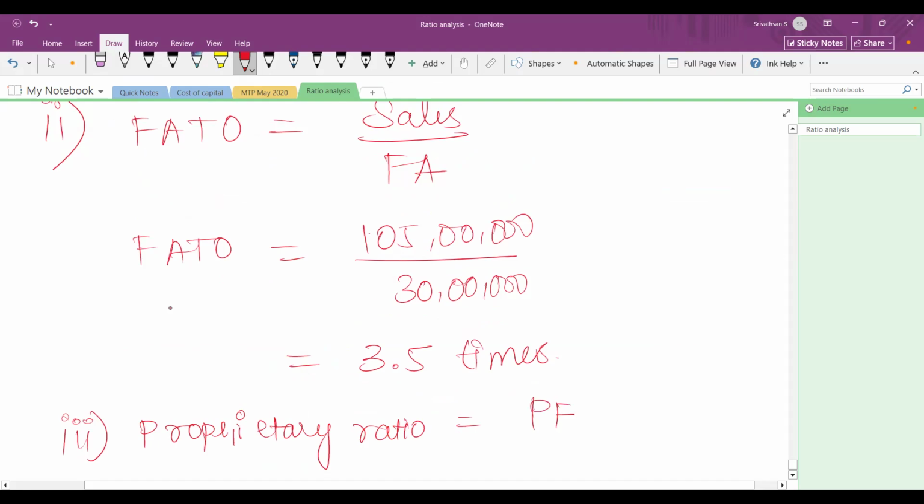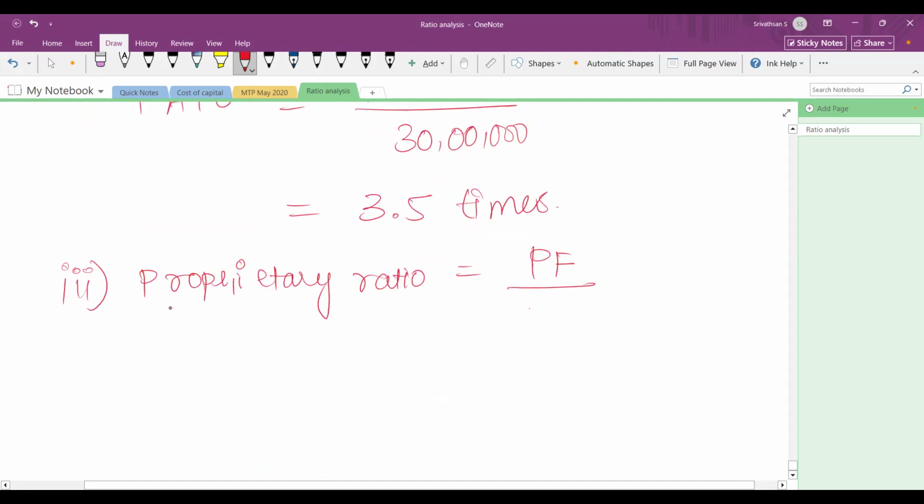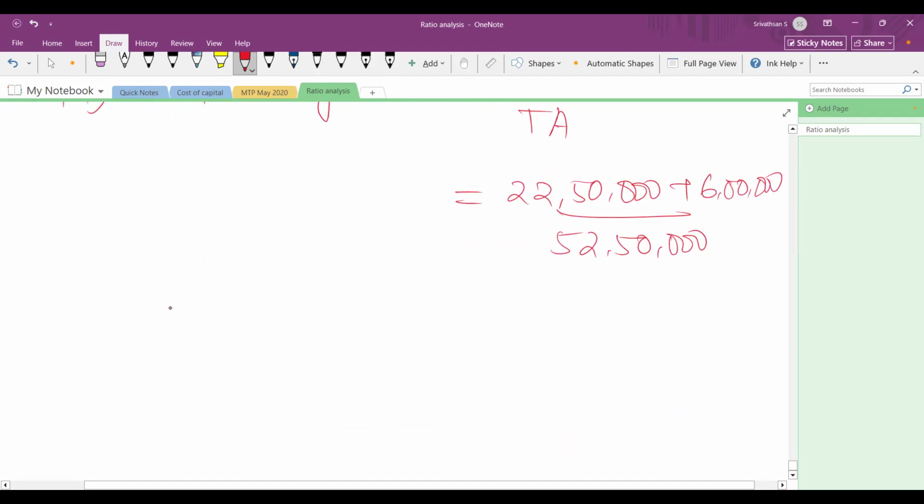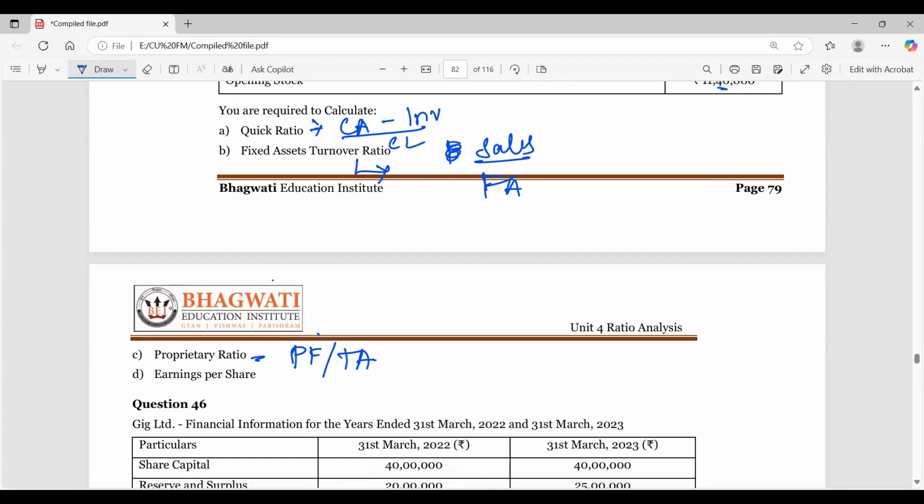Formula is proprietary funds divided by total asset. Proprietary fund is how much in this question? 22 lakh 50,000 of equity plus 6 lakh of preference. Divided by total asset, how much? 52 lakh 50,000. How much? 0.54 or 54%. Next, fourth requirement is to calculate earnings per share.